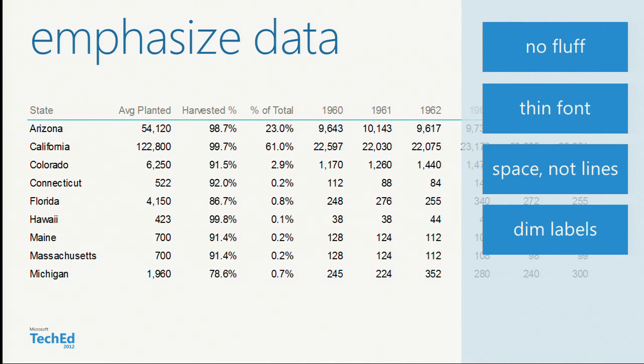I dimmed the labels because the labels are just for reference, and I mostly want people to look at the data. And I'm only using one accent color. I could use lots of color for lots of things, but I'm going to keep it simple and not do that. The primary reason is not that I hate color. It's because we want to use color later to help make those insights jump off the screen for us. Okay.